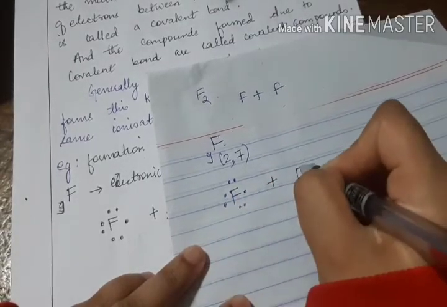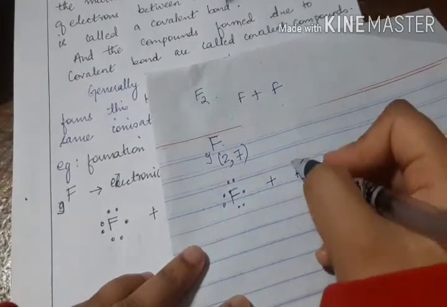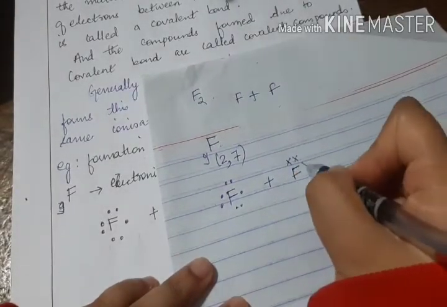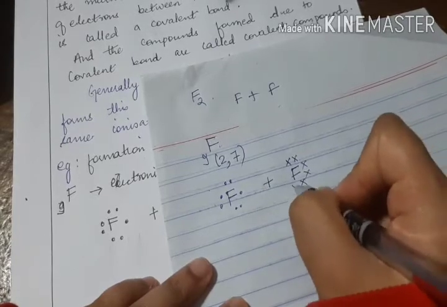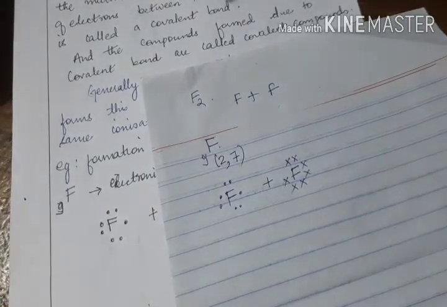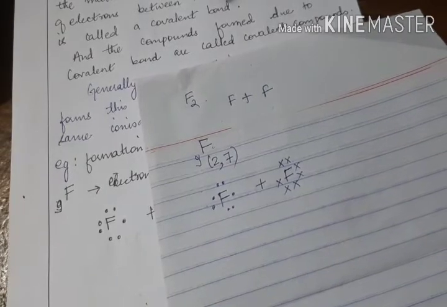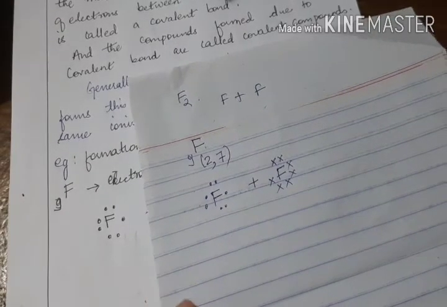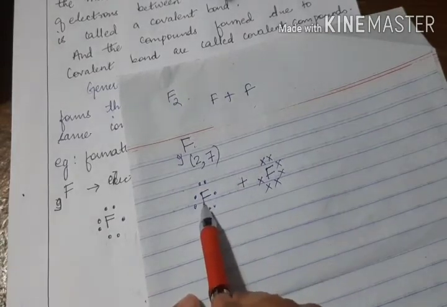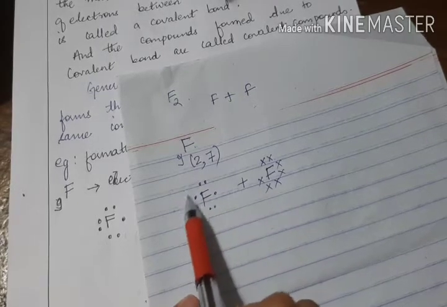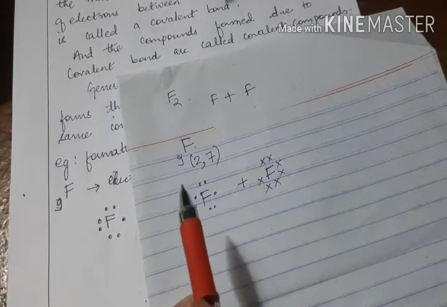Another fluorine atom is there, F. For this, I'll make crosses: 1, 2, 3, 4, 5, 6 and 7. So each of these fluorine atoms has 7 electrons in the valence shell. Now have a look. This wants to attain a very stable configuration of 8. This also wants to have 8. It has got 7 electrons, so it will need one more electron.